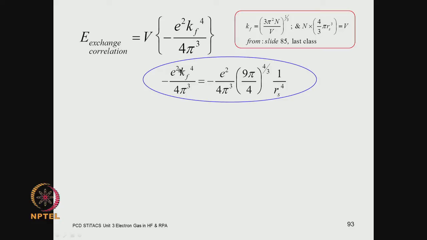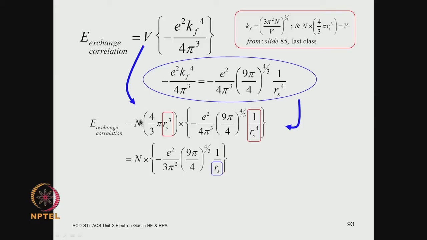Okay? And you can rewrite this expression. This volume is nothing but the number of electrons times the average volume of each electron, which is in this bracket 4/3 pi r cube with the Wigner radius Rs. And the second factor in this bracket is what appears over here with k to the power 4, or kF to the power 4, replaced by 1 over Rs to the power 4. And then there are these other constants which take care of the numerical balance. Now this is the result that we get.